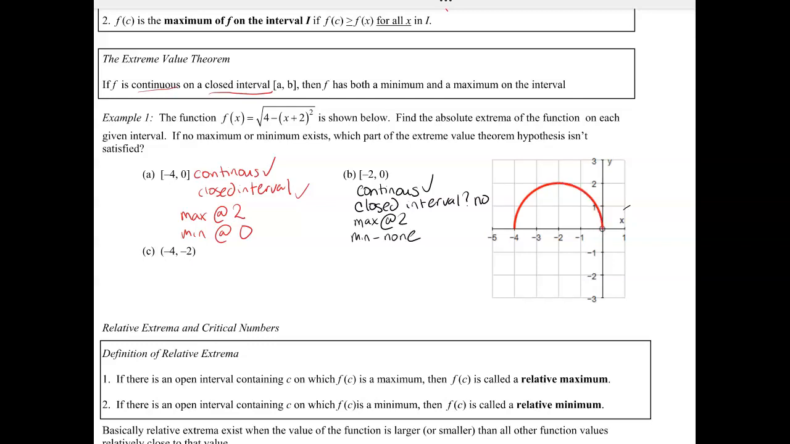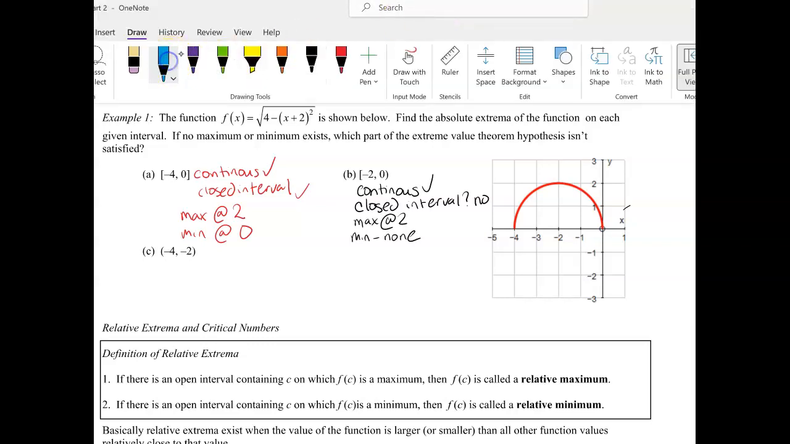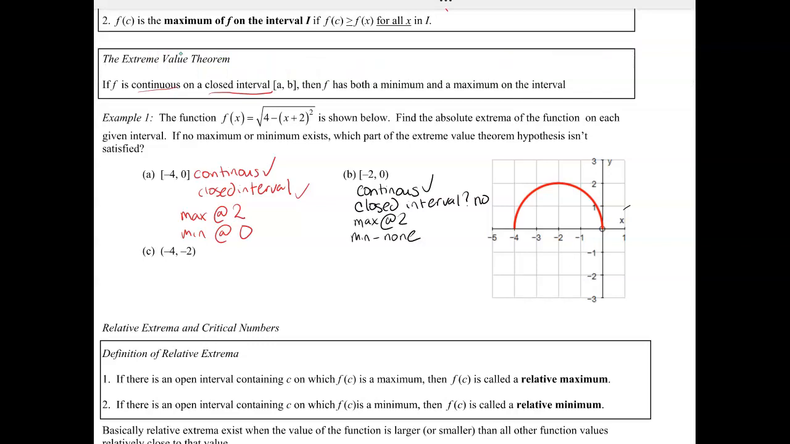Alright. And finally, this last one, I'm going to look at from -4 to -2. So, is it continuous on that interval? Yeah, it is. I could draw that without picking up my pencil. Is it a closed interval? Absolutely not. It is not a closed interval whatsoever. That giveaway is that it's in parentheses, not brackets. And also, now that I've redrawn that part of the graph, there are also 2 gaping holes in that graph.